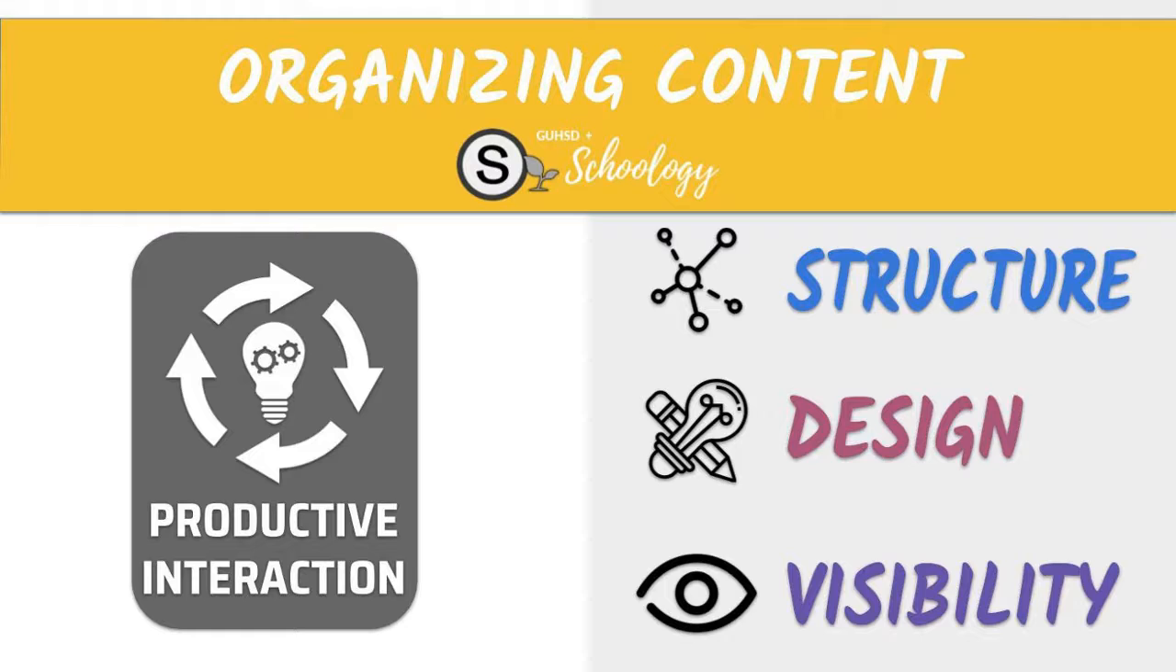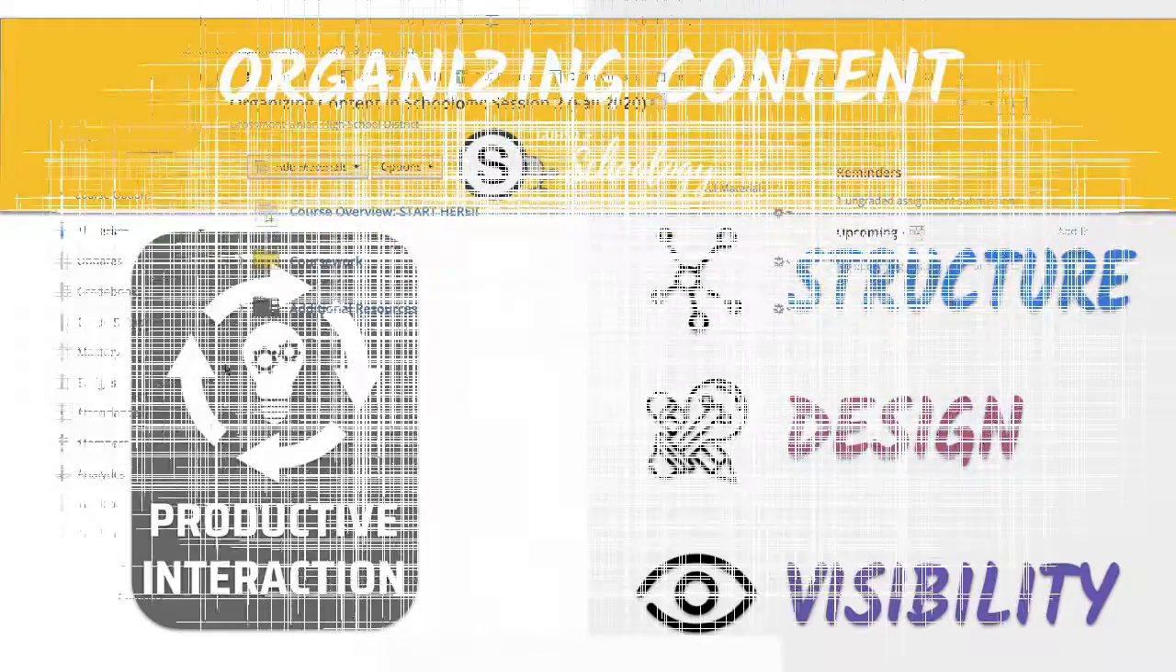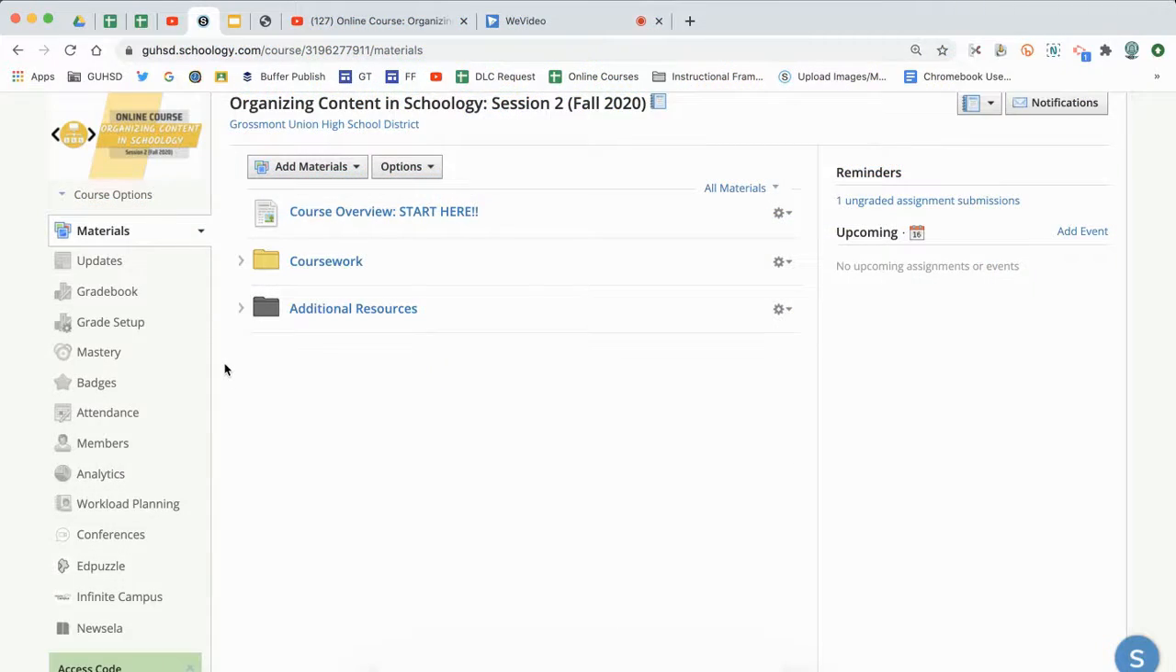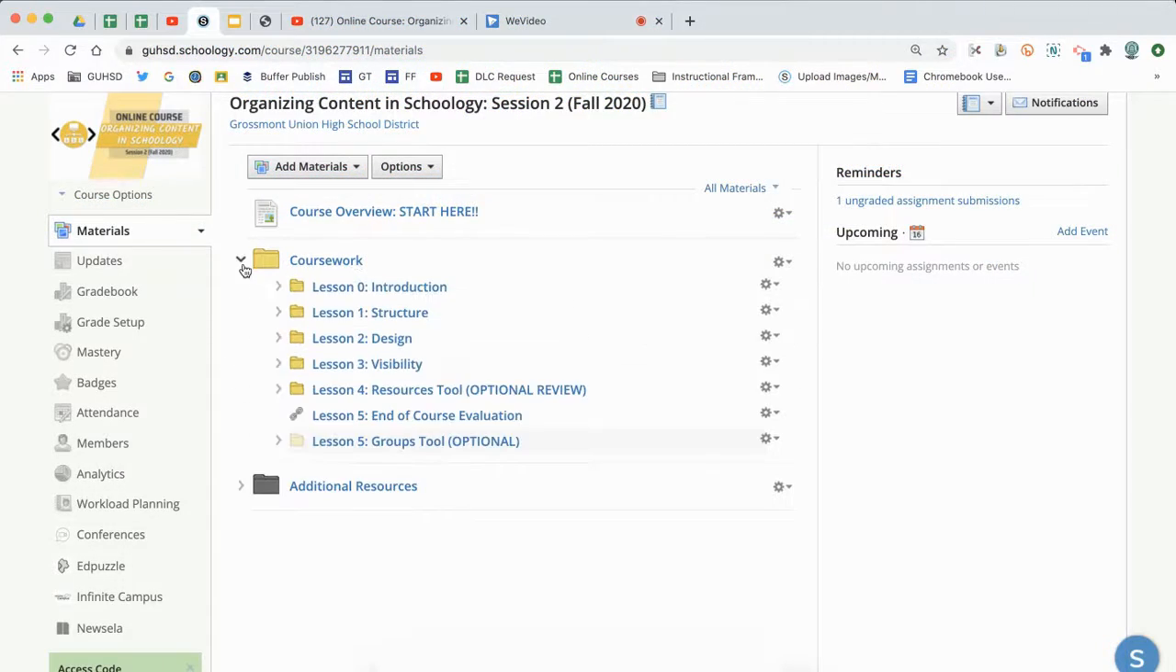We will establish an understanding of the idea of productive interaction as it pertains to the student learning experience and focus on three core elements that teachers can manipulate in Schoology to support productive interaction: course structure, course design, and course visibility. Teachers will apply their new learning by analyzing one of their own Schoology courses through the lens of these three elements. This online course consists of 5 lessons. 4 are required, and 1 is optional.